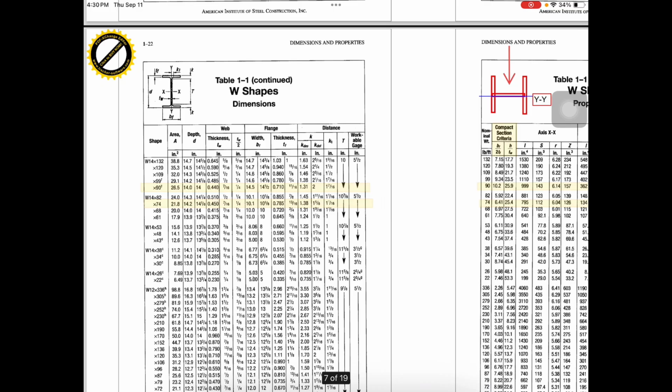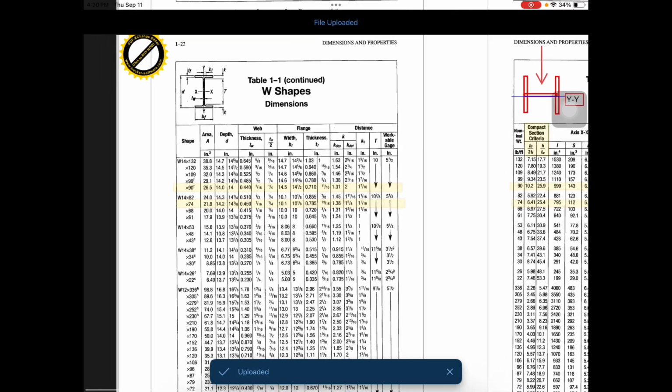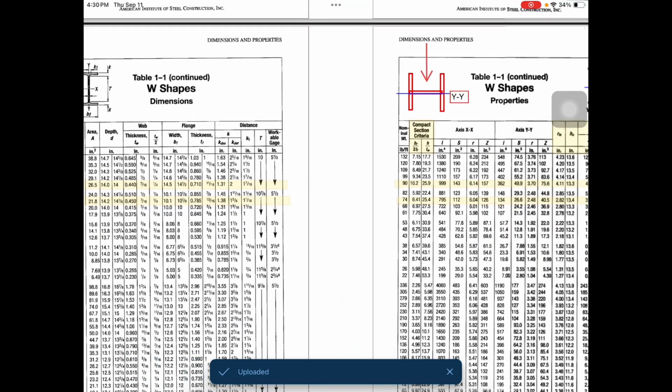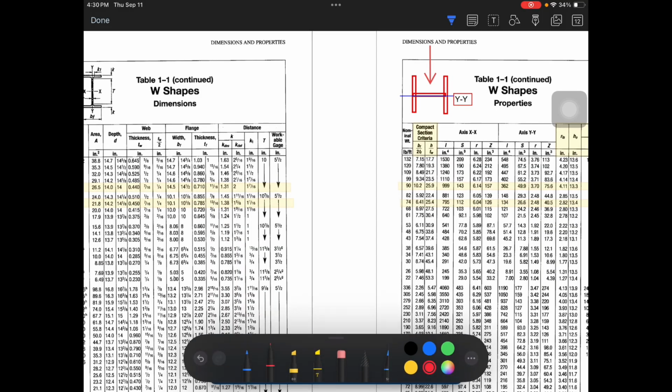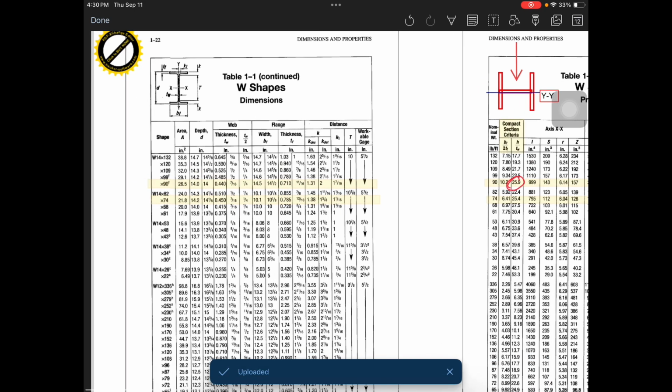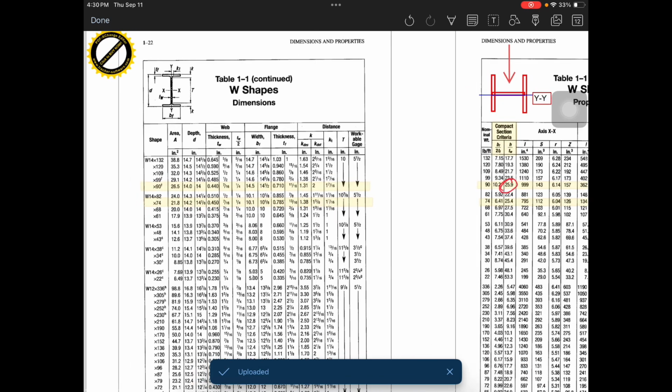Naka-highlight na yung W14 by 90. So, ito siya, no? Ano ang h/tw? It is 25.9. This one. Yan ang h/tw ng W14 by 90. So, 25.9.